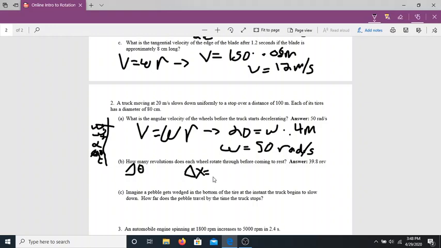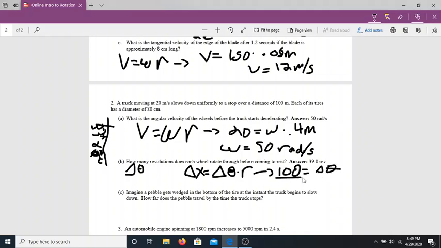And what's great about this is that delta x is the distance the tire is going to travel. And what I know as well is that delta x is related to the number of radians I travel times the radius. Now, because of that, I can use this relationship to solve for delta theta easily. Because what I can say is, oh, I know delta x is 100, and I know the radius is going to be 0.4.